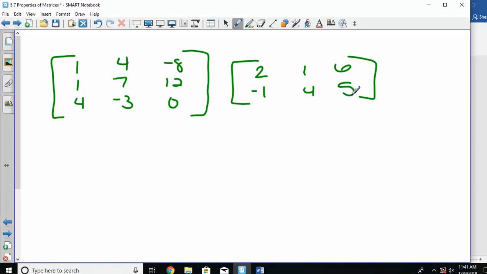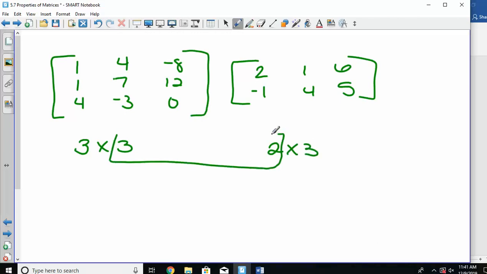Size of the first matrix? 3 by 3. Size of the second matrix? So what does this mean? We can't do it, no solution. Okay, so make sure you're watching that. If I flipped them and wrote them in the other order, would it work? Yes. So multiplication order really makes a huge difference on these matrices.